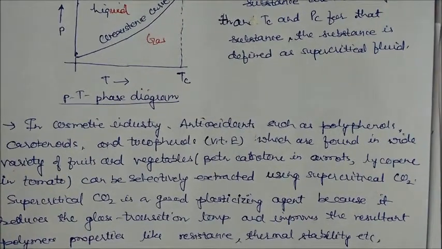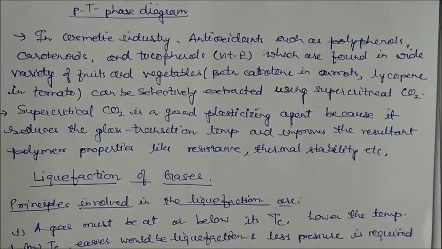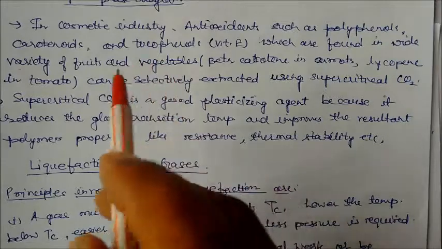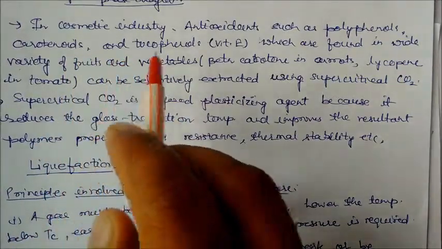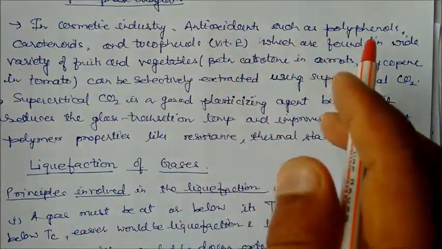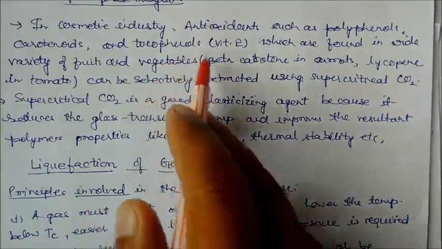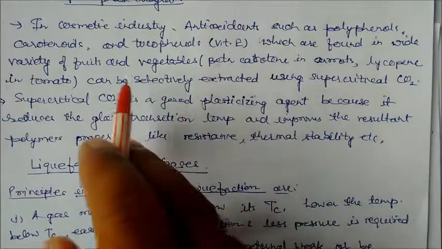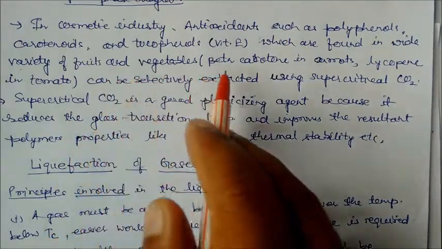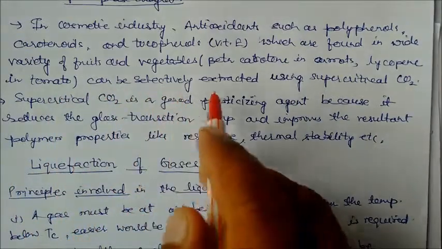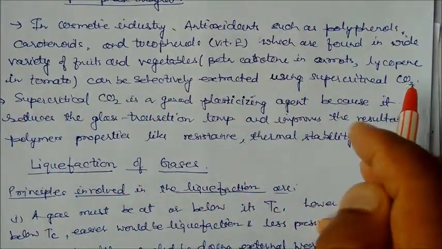Let us see some applications of the supercritical fluid. One application I discussed: the extraction of caffeine from coffee beans. In the cosmetic industry, antioxidants such as polyphenols, carotenoids, and tocopherols, which is nothing but vitamin E, are found in a wide variety of fruits and vegetables, like beta carotene in carrots and lycopene in tomato. They are selectively extracted using supercritical carbon dioxide.